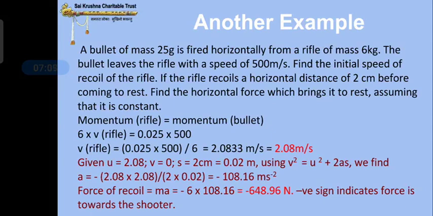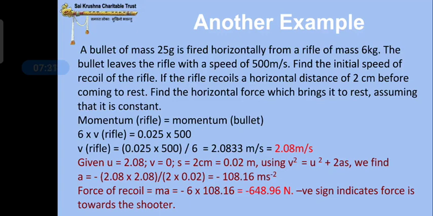Momentum of the rifle is equal to momentum of the bullet. Momentum is given by mass into velocity, so that is 6 into V of the rifle. Momentum of the bullet is given by the mass of the bullet and its velocity. Yes or no? So V is equal to 2.08 meter per second. So we get the velocity here.